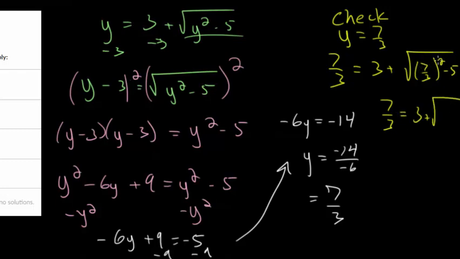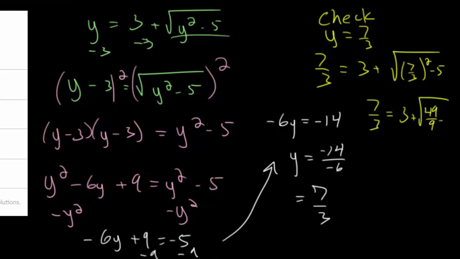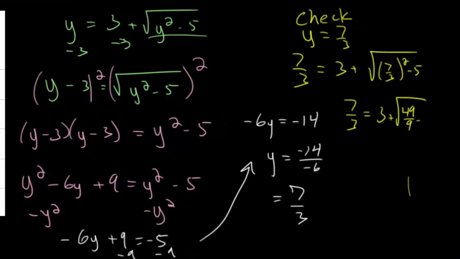This becomes 49 divided by 9, and we'll subtract 5 from that, but let's do a common denominator. We'll give it a denominator of 9. So we multiply 5 by 9, that's 45. And let's keep simplifying here. So this becomes 4 over 9. And we're taking a square root of a fraction, so we can take the square root of the numerator and the square root of the denominator.